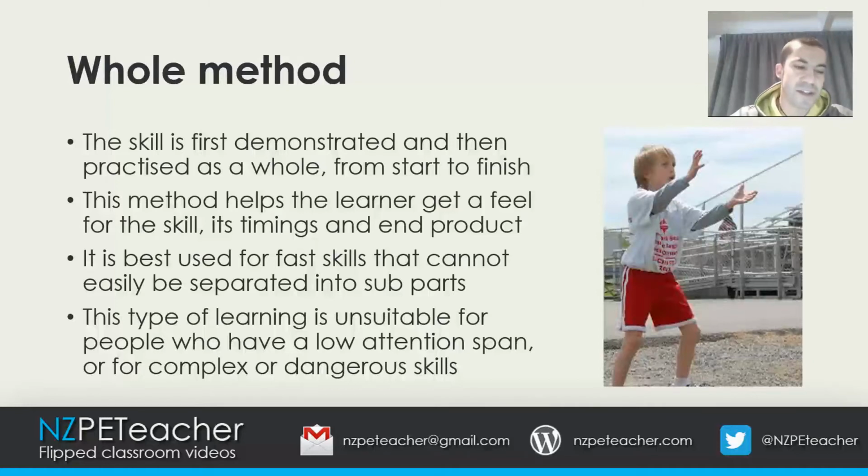A skill we might consider using the whole method of learning for is catching. Catching is a fast skill and cannot generally be broken down into subparts. Now, depending on the stage of the learner, you could adjust the size and shape of the ball to vary the difficulty of the method. For example, we may use a larger and softer ball when teaching a new learner the skill of catching.